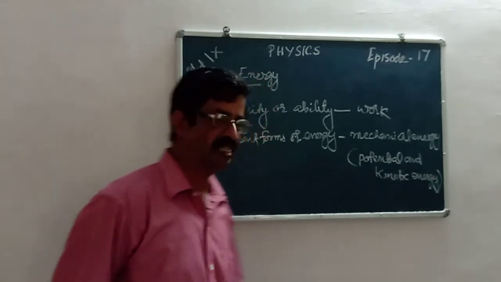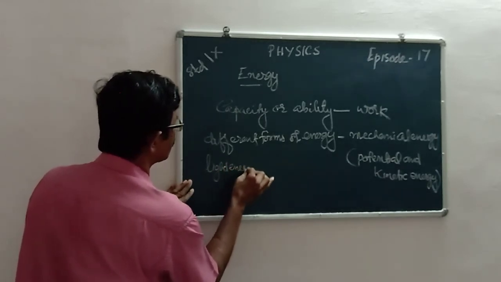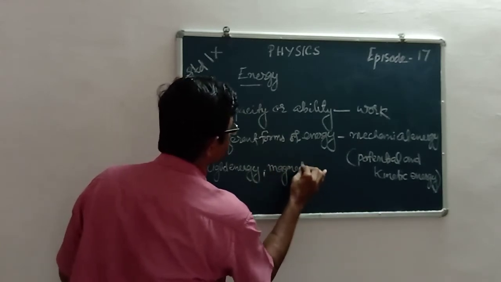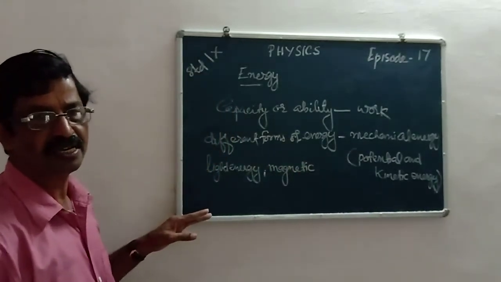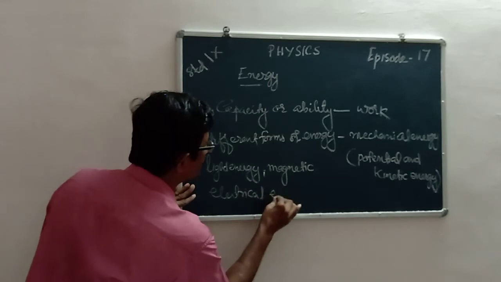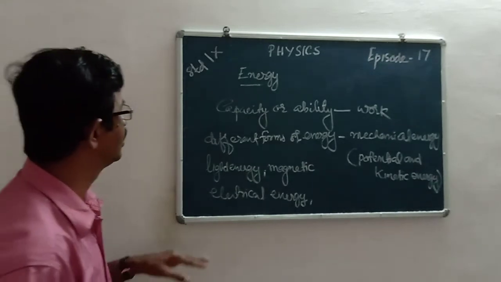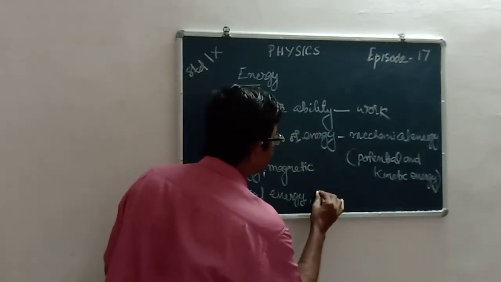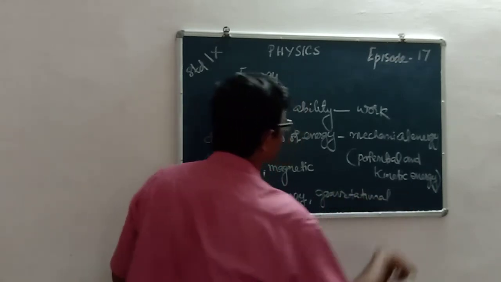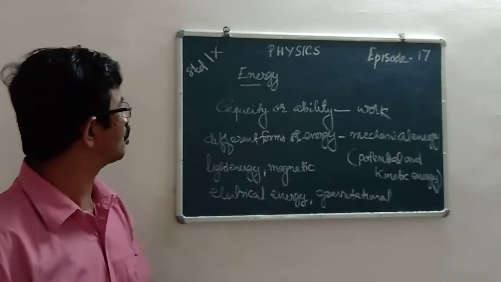Then other forms of energies are light energy, magnetic energy, electrical energy, gravitational energy. These are some other different forms of energy.